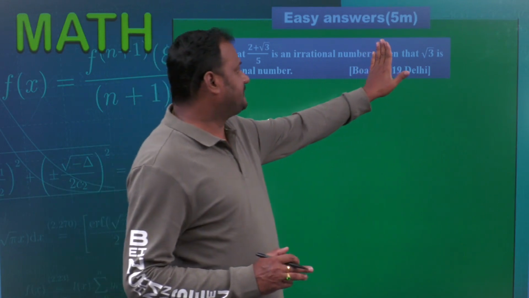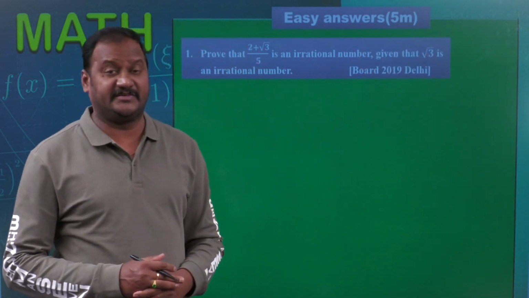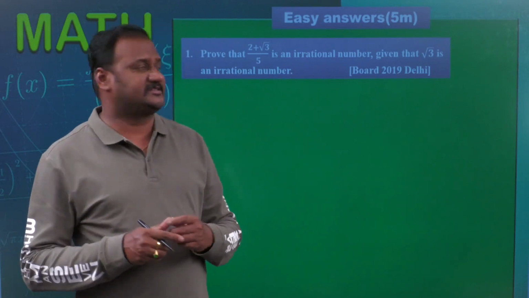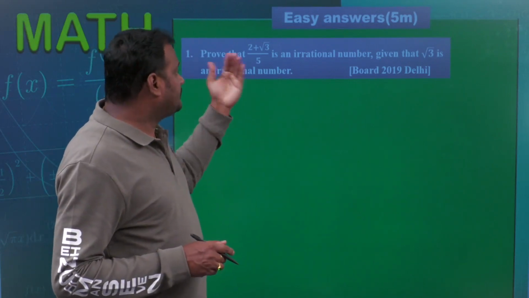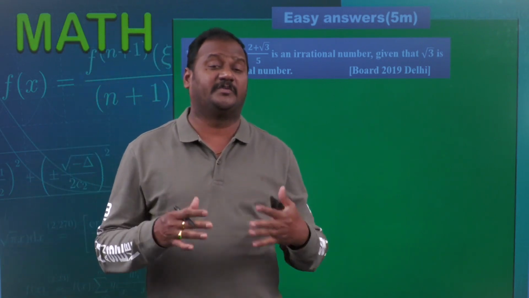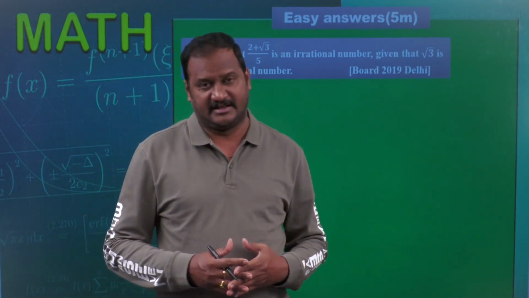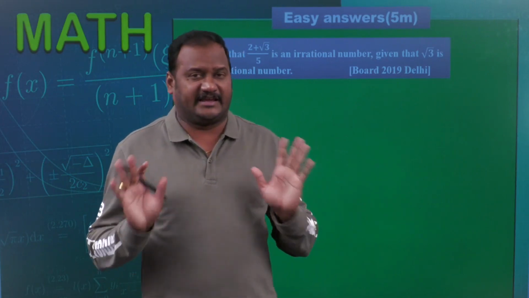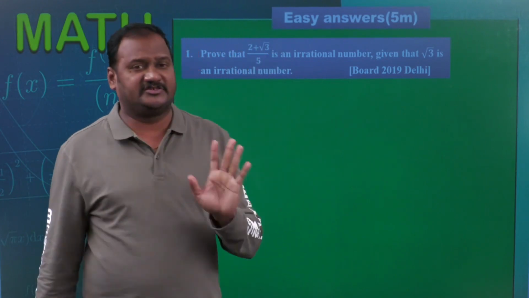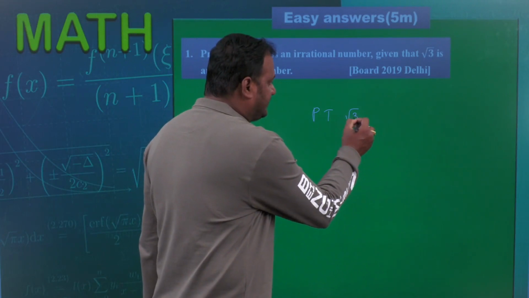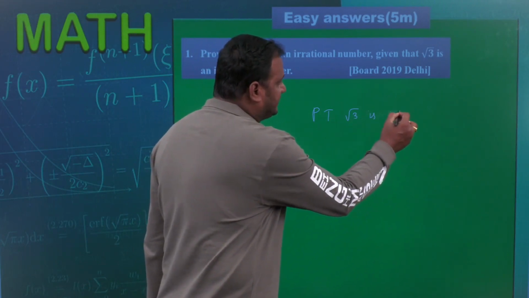Suppose this information, that √3 is an irrational number, is not given, and you are purely asked to prove that (2 + √3)/5 is an irrational number. Then what has to be done, and in how many ways can this be done? See, there is a straightforward problem given, like prove that √3 is an irrational number.